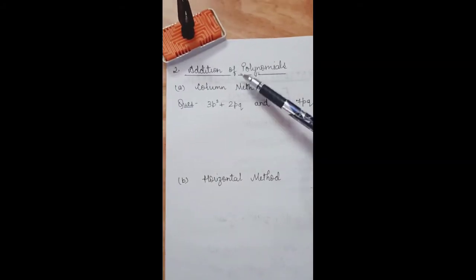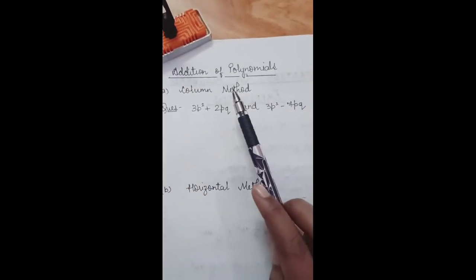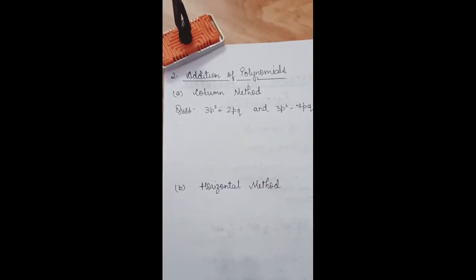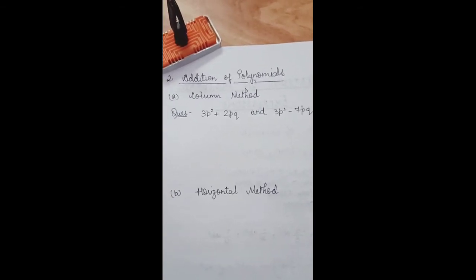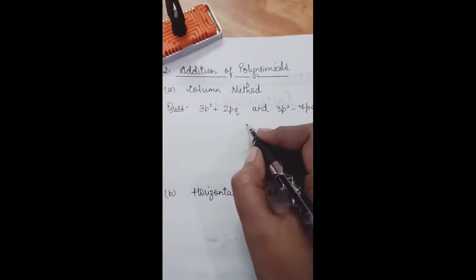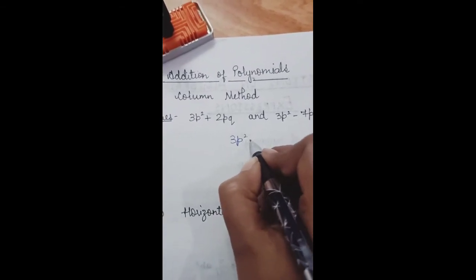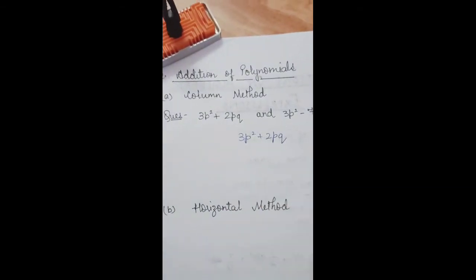Now, addition of polynomials. There are two methods to solve polynomials. First is the column method and second is the horizontal method. So first we'll solve this question by the column method. First what we do, we arrange the polynomials in order under one another, and we place like terms in the same column. So first we write here 3p square plus 2pq.